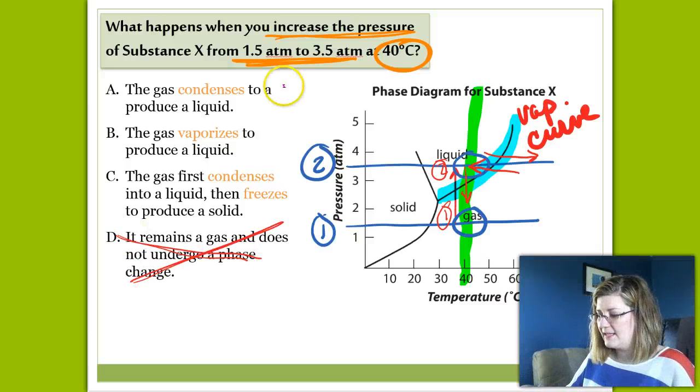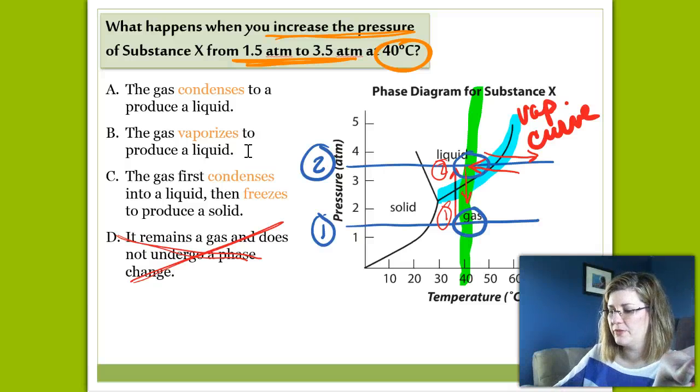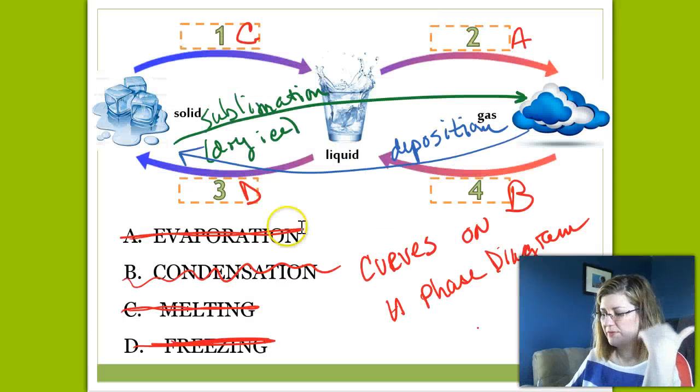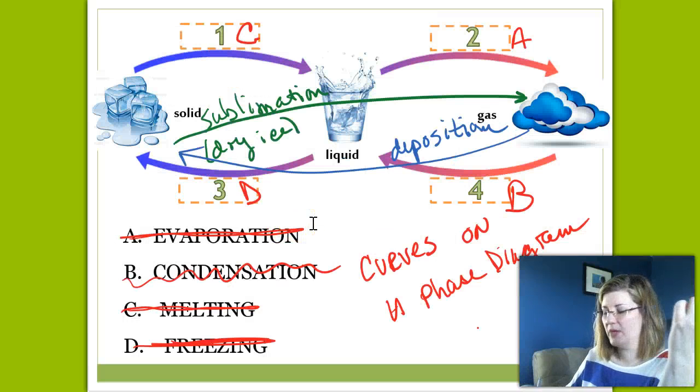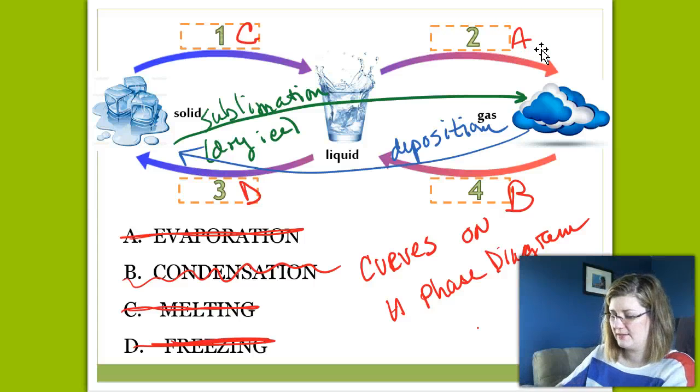A says the gas condenses to produce a liquid. B says the gas vaporizes to produce a liquid. So you just have to keep your terminology straight. And that requires you to, again, it seems so silly, but go over and remember and understand these terms. What evaporation is, of course, that is the process of going from liquid to gas, and then condensation, gas to liquid.